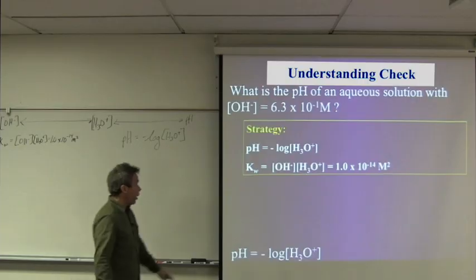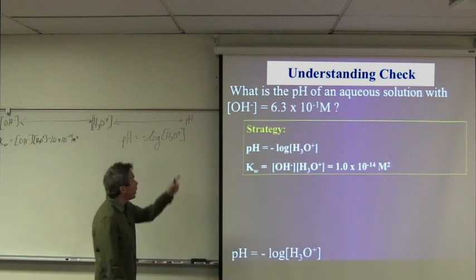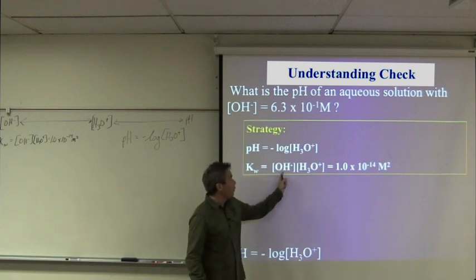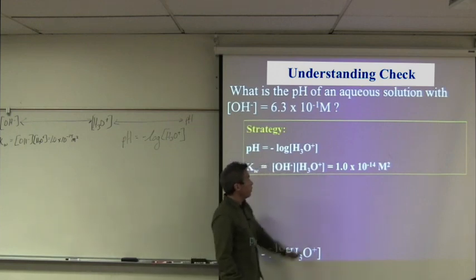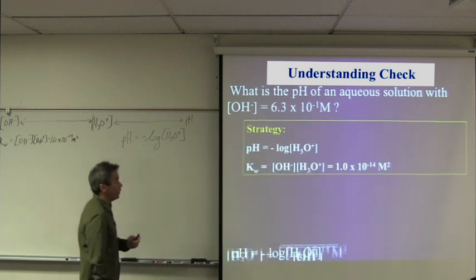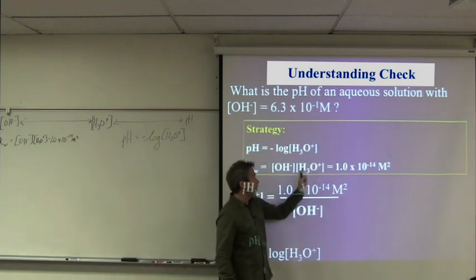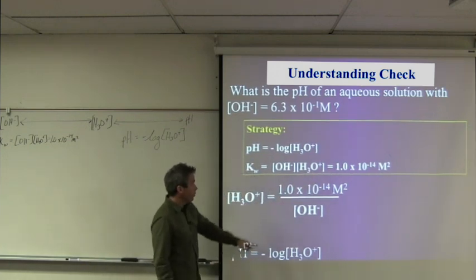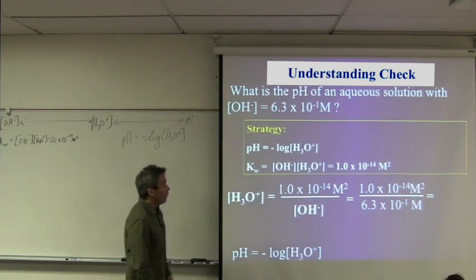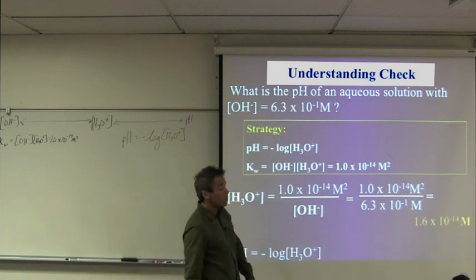Check your answer. We want to get the pH. To get the pH, we need the hydronium ion concentration. But we're given the hydroxide ion concentration, so we need more. We need to use this relationship to go from the hydroxide ion concentration to the hydronium ion concentration. So we'll do so. I just rearranged this equation to solve for hydronium ion concentration. I'm given the hydroxide ion concentration. I put it in here. And then when you do that, you calculate the hydronium ion concentration.